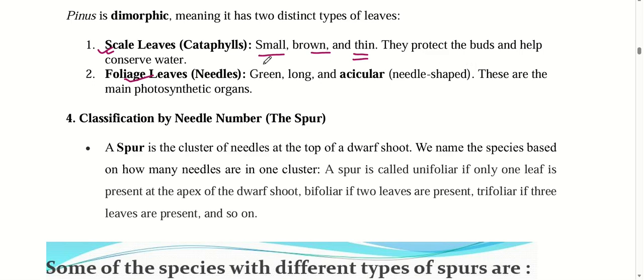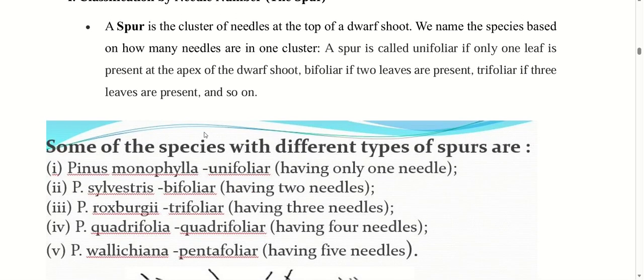And the foliage leaves are green, long, acicular, that is needle-shaped leaves, which are the main photosynthetic organs. The classification is done by needle number, that is the spur, which is the cluster of needles at the top of the dwarf shoot, and we name the species based on how many needles are in one cluster.